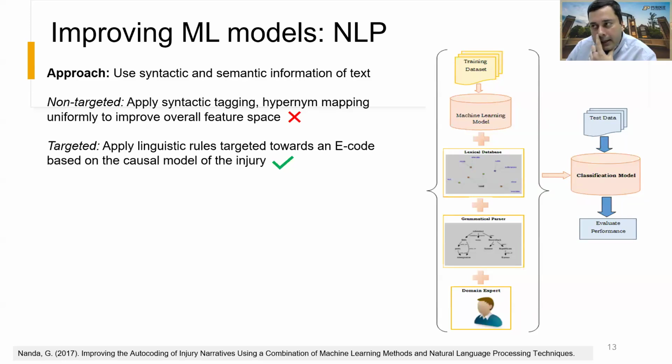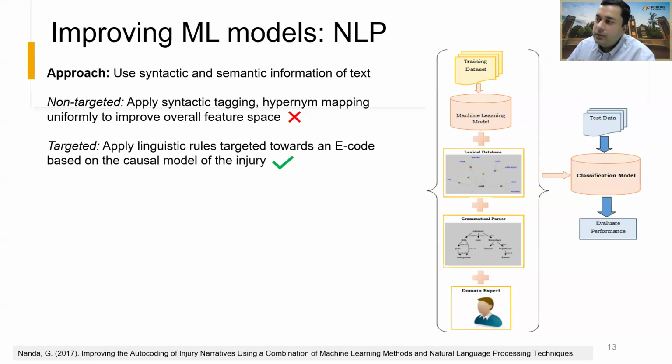Next, we looked at how we can improve the performance of the machine learning model using some natural language processing approaches. So we tried to provide the syntactic and semantic information of the text into the model. We did syntactic tagging, which was tagging the subject, object, verb relationships in the text: what is the subject, what is the verb, what is the object.